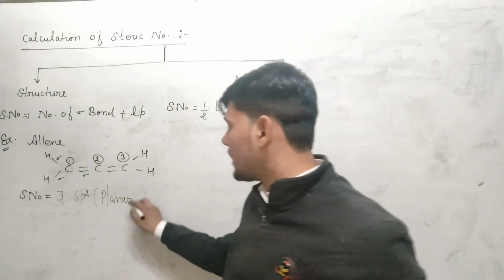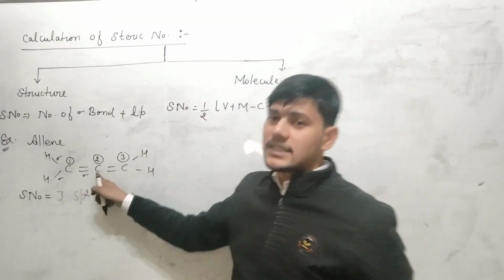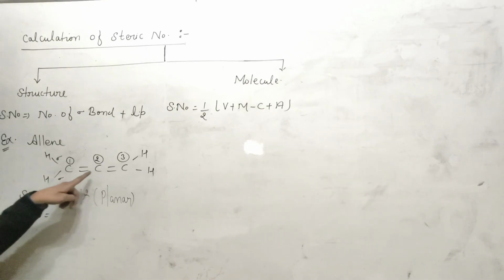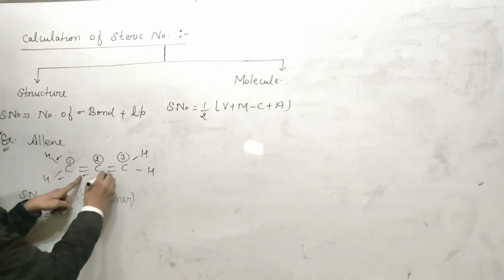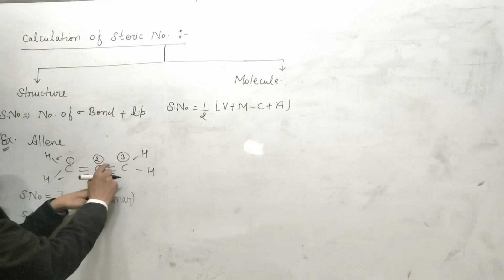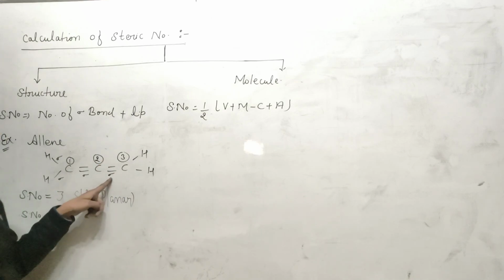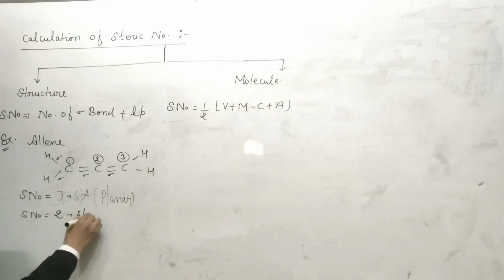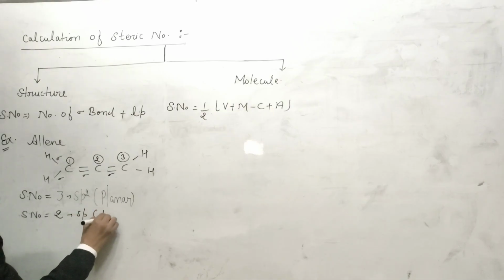Geometry will be planar. If we talk about the second carbon, the steric number will be the number of sigma bonds. So only one sigma bond here and another sigma bond here, so only two sigma bonds. The other bonds will be considered as pi bonds. So the steric number will be 2, and the hybridization corresponding to this will be sp, and the shape or geometry will be linear.